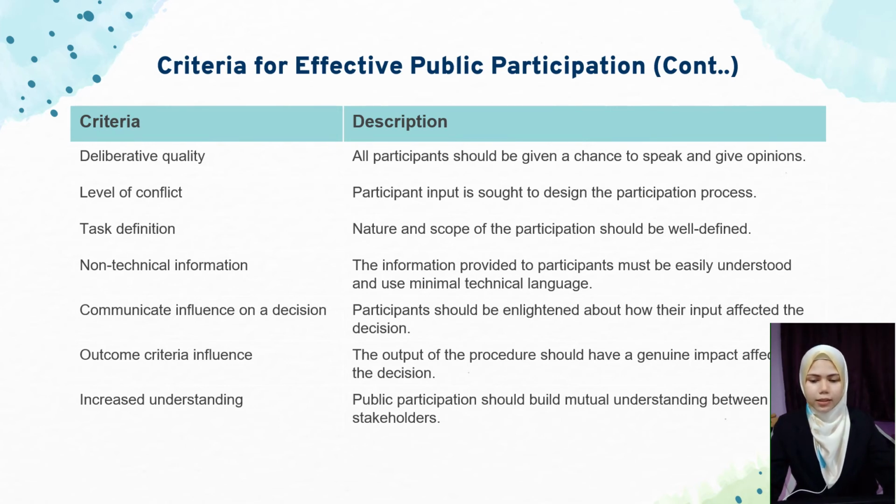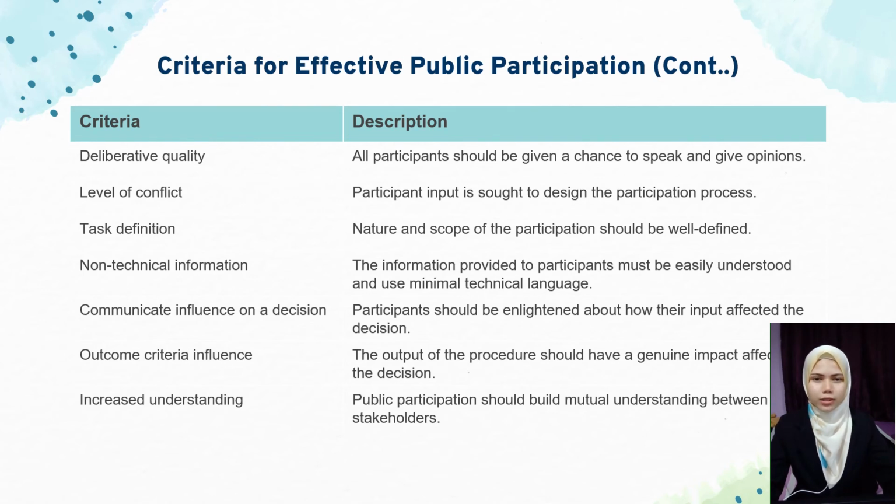Then communication. The public also needs to know how what was communicated influenced the decision, what happened, and what the next process is. Then, in terms of outcome, the criteria that influence the output: the procedure should have a genuine impact on the decision, what happened in the decision, and the procedure. And then public participation should build mutual understanding between stakeholders.